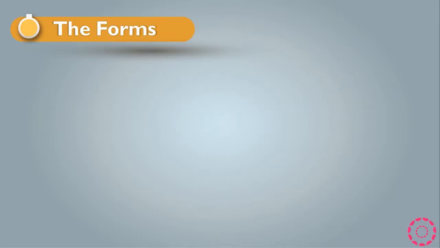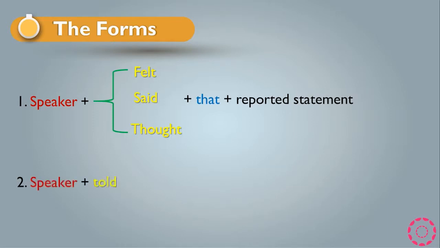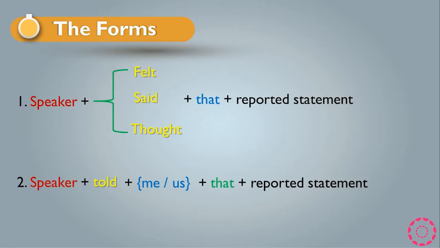After that, we have the forms. We have two forms or two rules in order to change a direct speech to a report speech. First of all, we have speaker, or the person who said the sentence or the action, followed by one of these words, felt, said, or thought, and after that plus reported statement. The second rule that we have is speaker plus told plus me or us plus that plus report statement. Me and us are object, so this is the object of the sentence that we use.